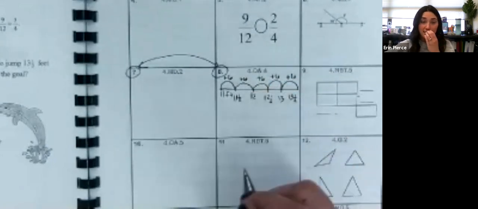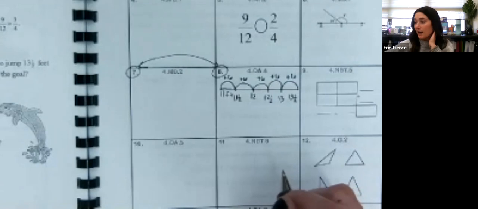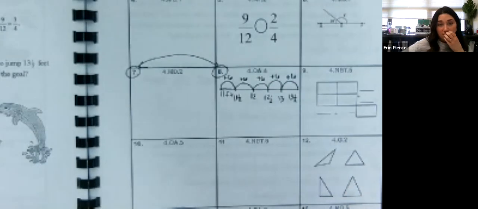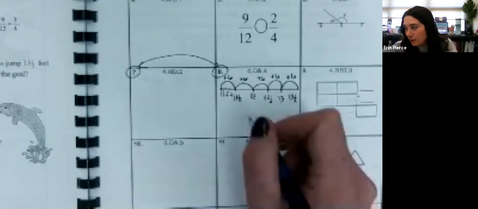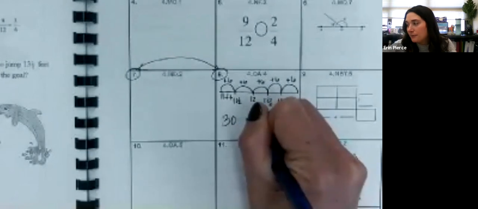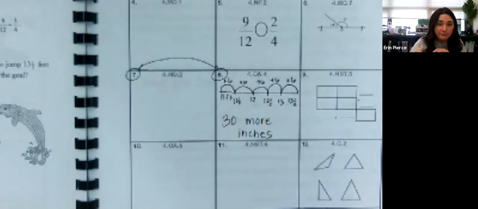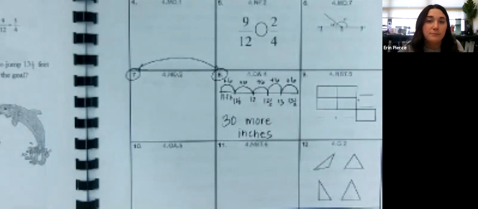How many inches does Dolly have to jump to reach her goal? Charlotte? 30. 30 more inches, which is the same as 2.5 feet. Okay. We've done 2. What's another one?